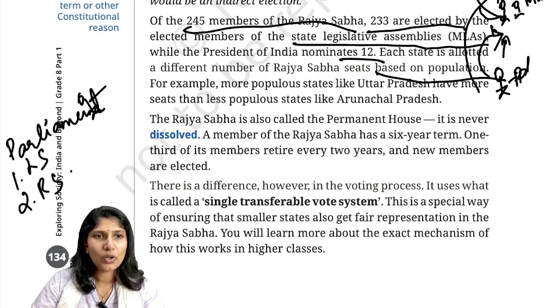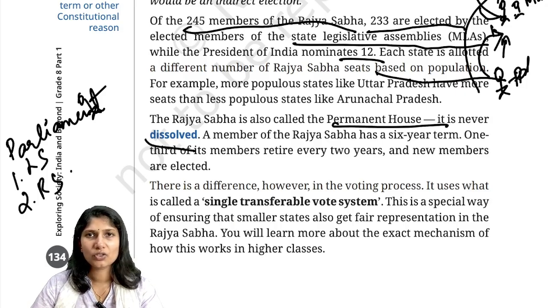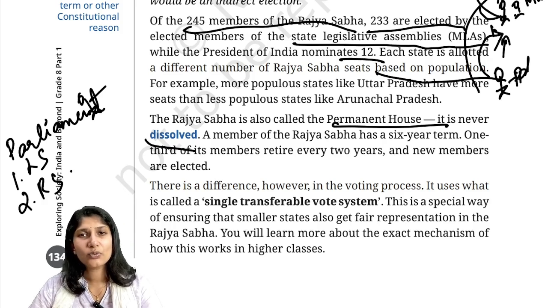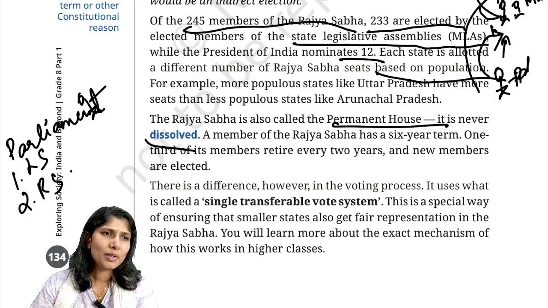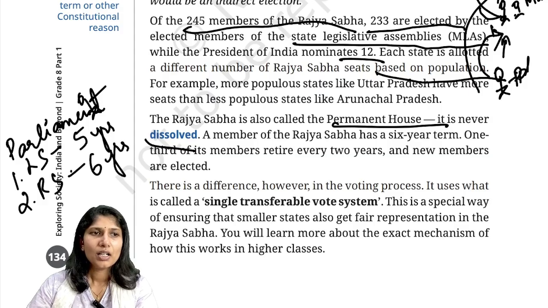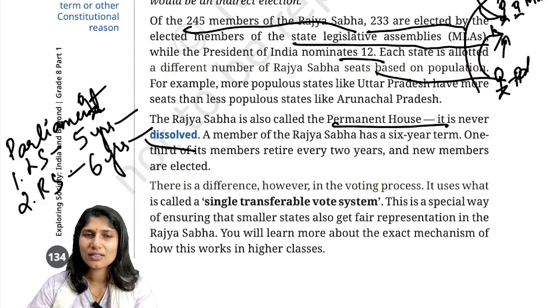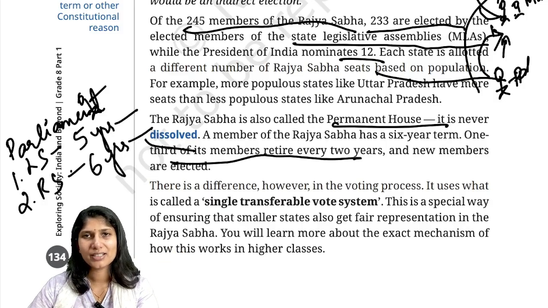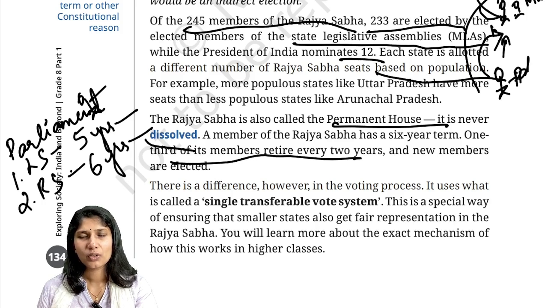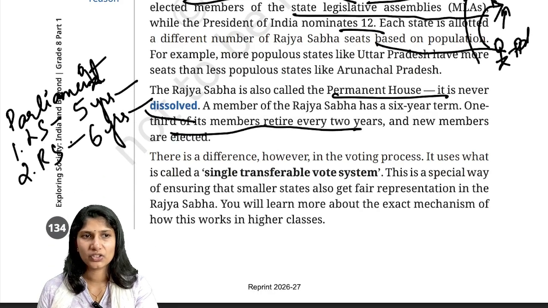In this, Rajya Sabha is called the permanent house because it is never dissolved. Lok Sabha goes for dissolution after 5 years; the entire Lok Sabha will be dissolved and new elections will be conducted. In Rajya Sabha, you do not conduct election for the house, you only conduct election for the seat. A Lok Sabha member has usually a 5-year term, while a Rajya Sabha member has a 6-year term. Lok Sabha is subject to dissolution, Rajya Sabha is not. Also, every 2 years, 1/3 of its members retire, and elections will be conducted only for those seats.